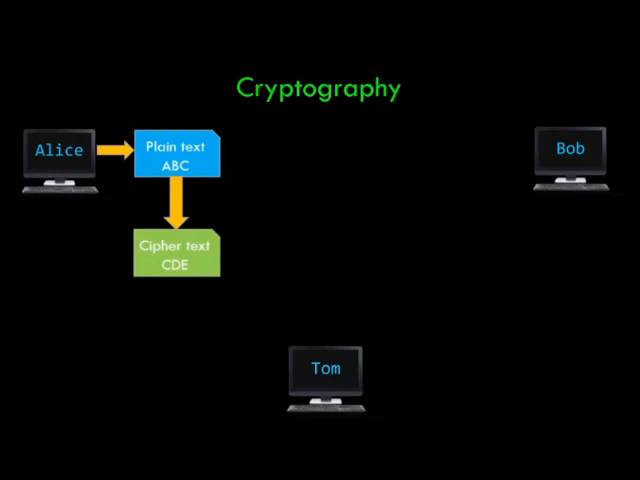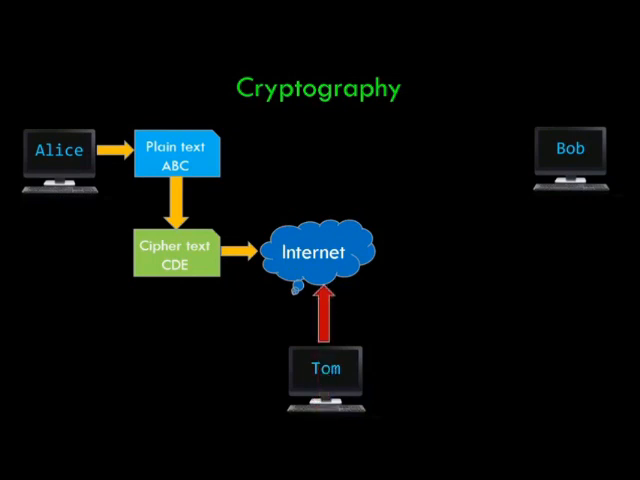She replaces each alphabet of the text with the character two places ahead. That is, A is replaced with C, B is replaced with D, and C is replaced with E. Now this process is called encryption. We assume that Bob knows the technique. After applying this technique, Alice converts the plain text into ciphertext. She sends the ciphertext over the network.